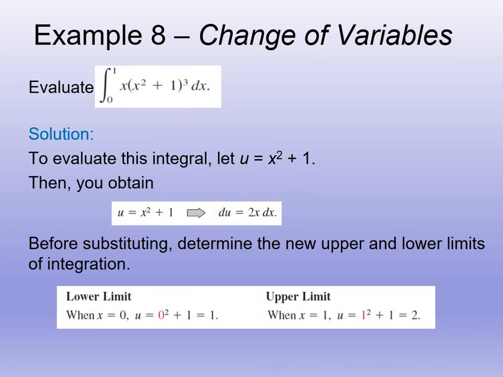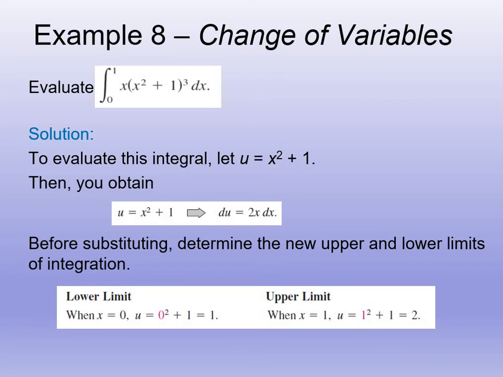Now I do my upper limit. My upper limit in terms of x is 1. So I have to substitute it in for the x that we're using in our u substitution. So it's going to be 1 squared plus 1. So our new u upper limit of integration is 2. So now in terms of u, we're going to be going from 1 to 2. When we were in terms of x, we were going from 0 to 1.